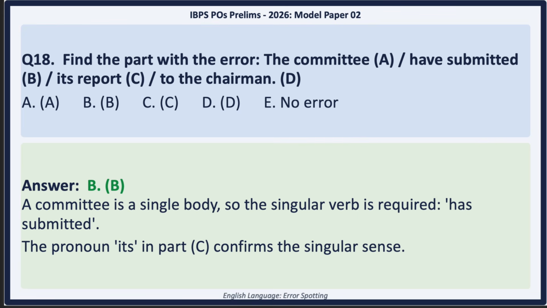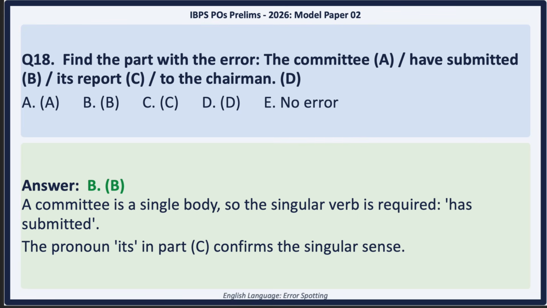Look at the pronoun later in the sentence. Its report. Its is singular. Therefore, the verb must align. The correct choice is B. The error is in part B. Have submitted must be corrected to the singular has submitted. Wow, the clue is hiding in plain sight.